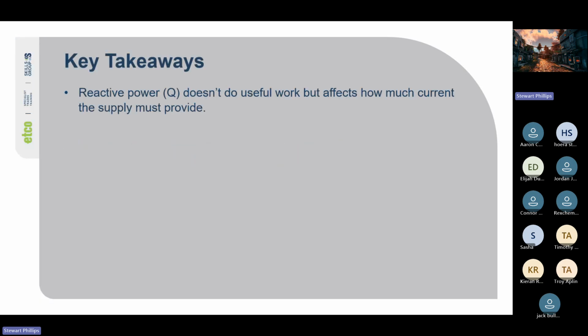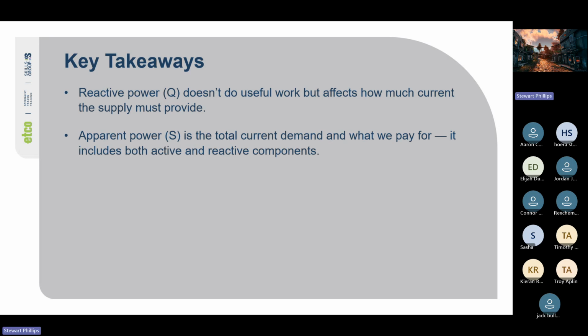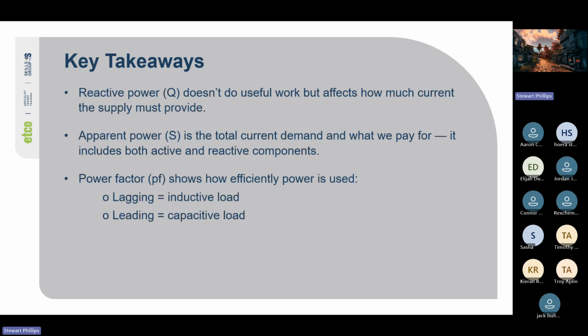Cool. So reactive power Q does no useful work, but it does affect how much current the supply must provide. Our apparent power S is the total current demand and what we pay for. It includes both active and reactive components. Our power factor shows how efficiently power is used. So lagging is inductive, leading is capacitive, and unity, PF equals 1, is fully resistive.